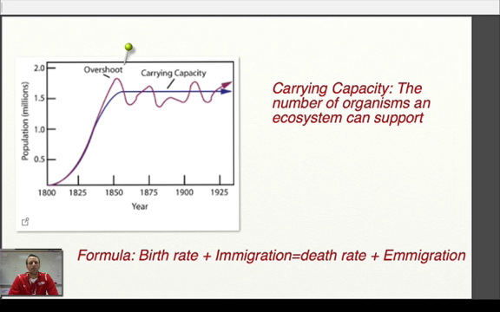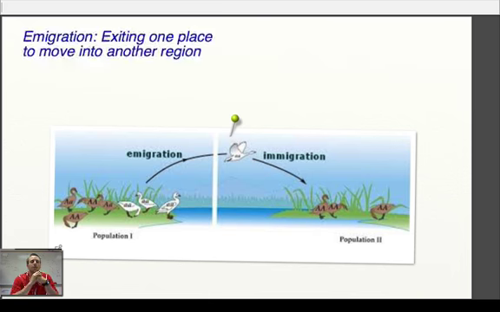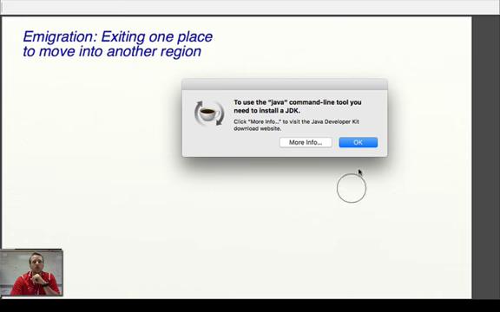Emigration is what we're going to look at next. Looking at this picture, you can get a feel of what emigration and immigration are. Emigration, with an E, is exiting one place to move into another region. You notice here, these geese are flying off and they're exiting into another region. A quick way to remember emigration with the E is just remember that it's exiting. Emigration for exiting.